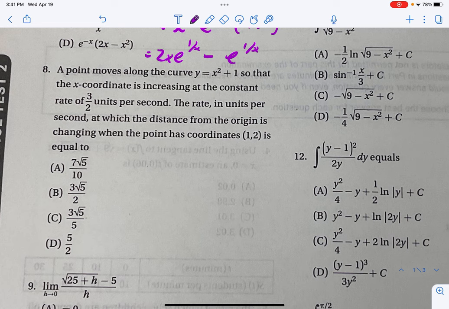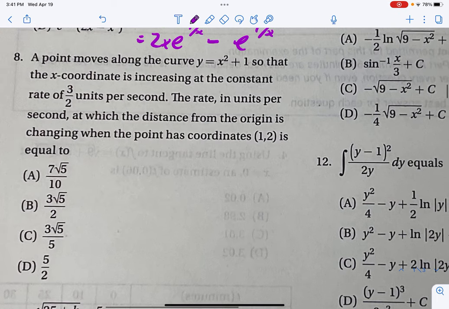All right, a point moves along the curve y equals x squared plus 1 so that the x coordinate is increasing at the constant rate of 3/2 units per second. The rate in units per second at which the distance from the origin is changing. Okay, so you need to know distance formula to do this.